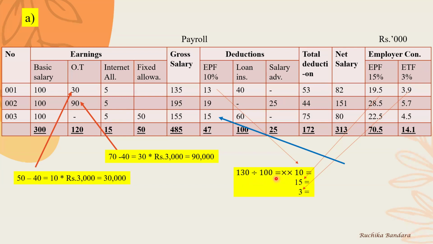When you do that, that amount is saved in the calculator. Then press 10 equal. You get 13 straight away. Don't do it again from the beginning. Just press 15 equal. You get 19.5. 3 equal 3.9.